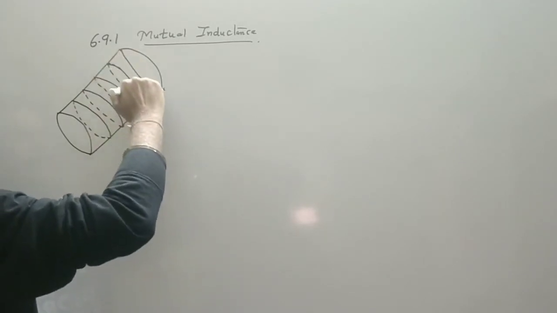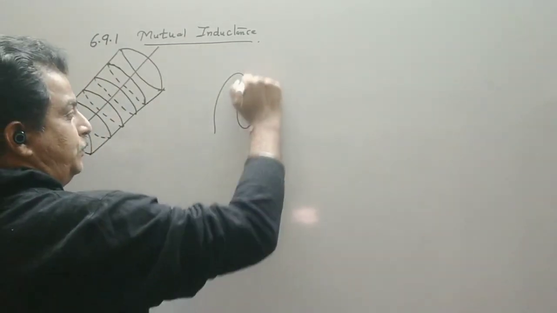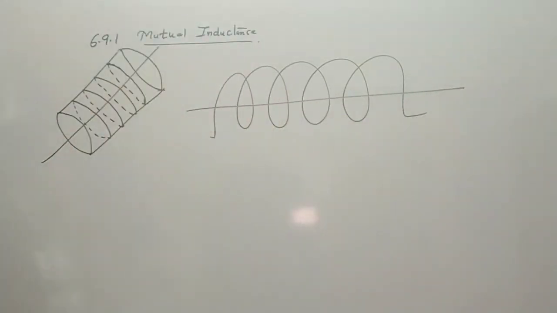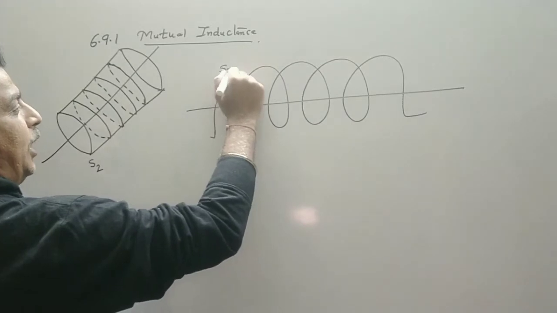So let us consider an outer solenoid having N2 number of turns. Let us assume this solenoid as the outer solenoid, and we name this solenoid S2. This is the axis of the solenoid. So here I draw a diagram. This is our solenoid, and this is its axis. We call it the outer solenoid, S2.